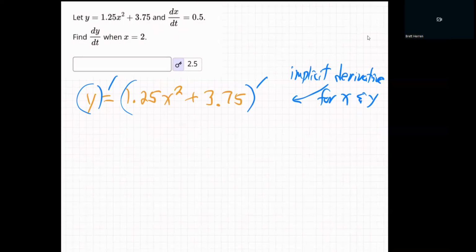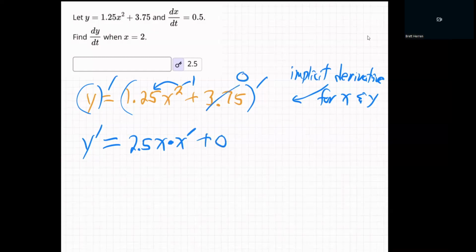That's going to be this whole section. So, all right, here we go. We take there, it's y prime, which really means dy dt. This one, bring down the 2. Multiply 1.25 twice, that's 2.5 x, subtract 1 from the power, but then times x prime, plus 0. This part just goes to 0 because a constant number without an x or y derivative is just 0.